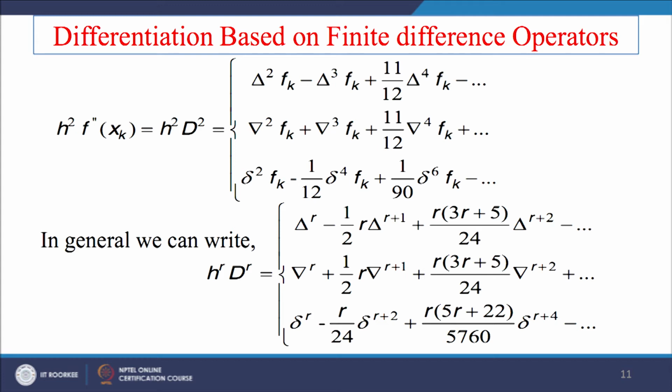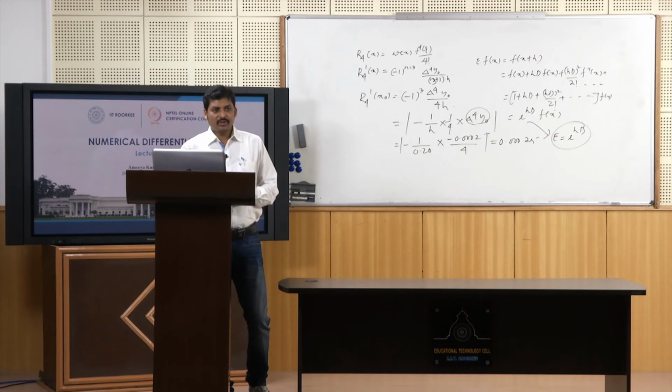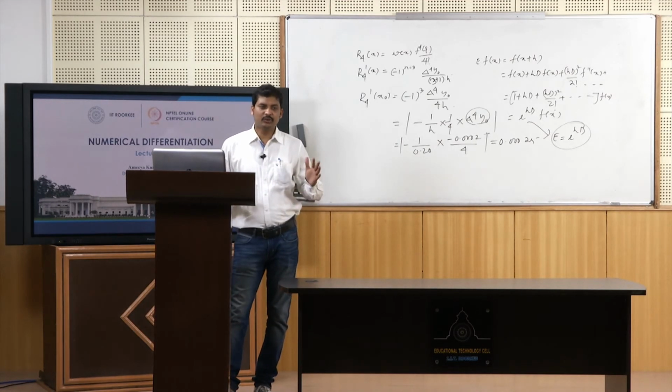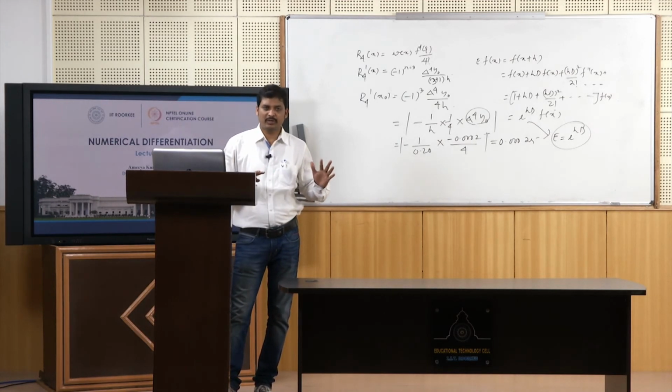And if you just use this central difference operator to express the rth order derivative of any function, it can be expressed as small delta to the power r minus r by 24 small delta to the power r plus 2 plus r into 5r plus 22 by 5760 small delta to the power r plus 4 minus all other terms; it can be expressed up to a finite number of terms. Next, we will go for central difference approximation, and how we can use these differentiations for central difference approximation, like Stirling's formula and Bessel's formula here.